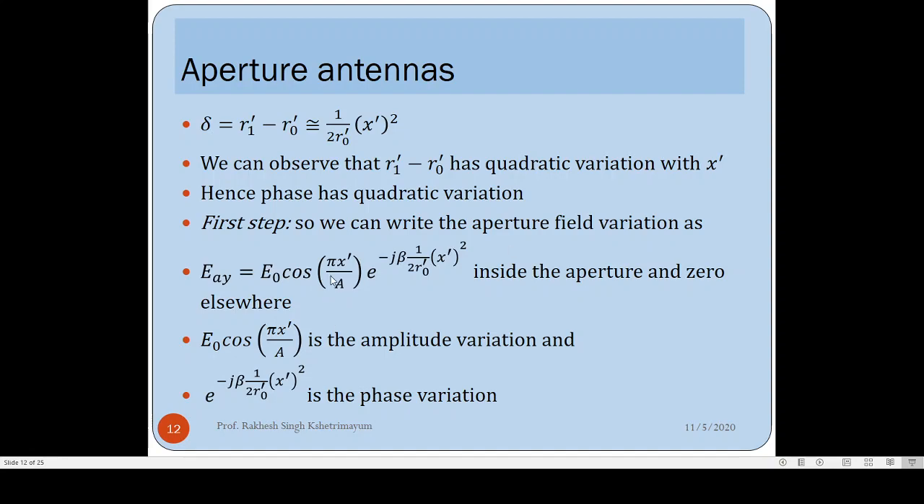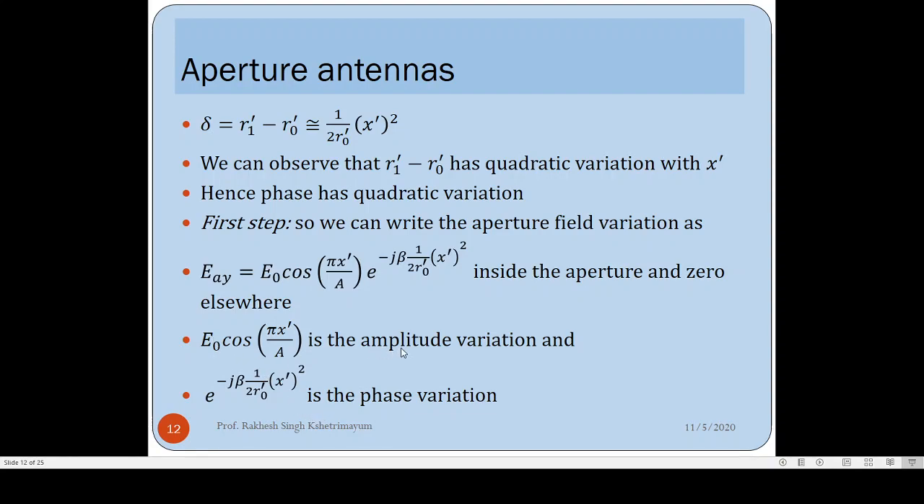So small a has been replaced by capital A. Small a was the dimension of the waveguide, but now at the mouth of the horn antenna, it becomes capital A. So the field variation is E0 cosine of pi x dash by A. This is the amplitude variation. And the phase variation would be exponential minus j beta delta, where delta is 1 by 2 r0 dash x dash square. So the phase variation is exponential minus j beta 1 by 2 r0 dash x dash whole square.